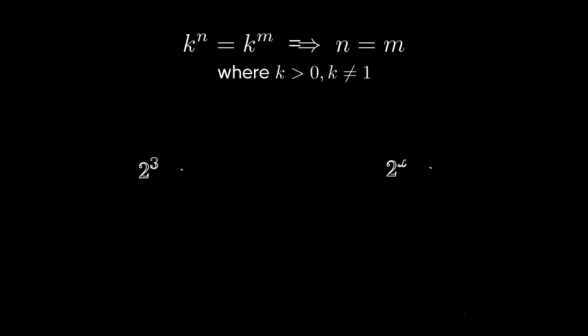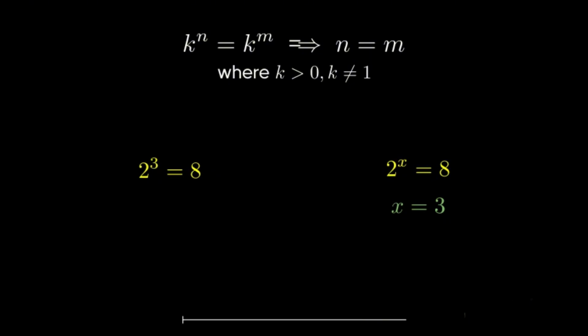To understand this concept better, let's examine a concrete example using the base 2, which meets our conditions of being positive and not equal to 1. On the left, we know that 2 cubed equals 8. On the right, we have 2 raised to some unknown power x, which also equals 8. By our exponent property, since the bases are the same and the results are equal, the exponents must be equal. Therefore, x must equal 3.